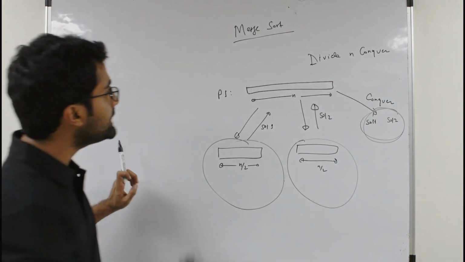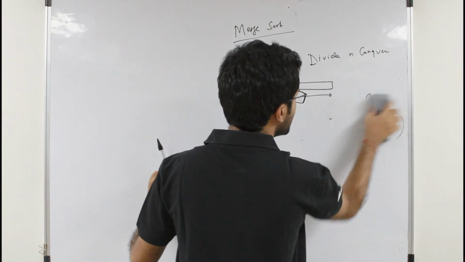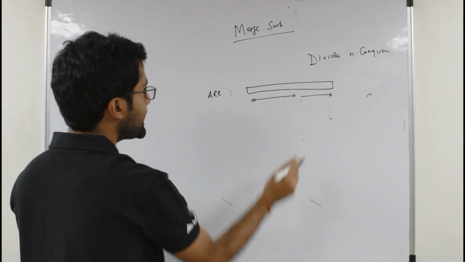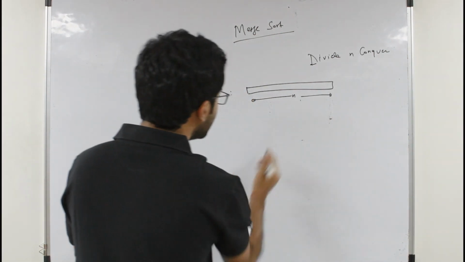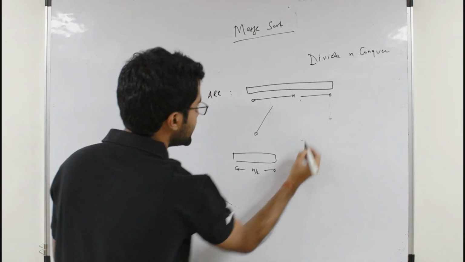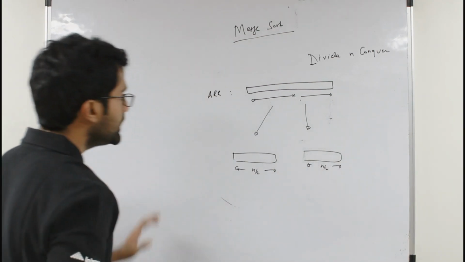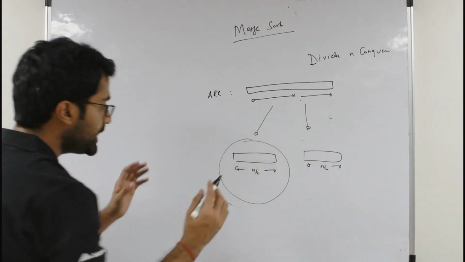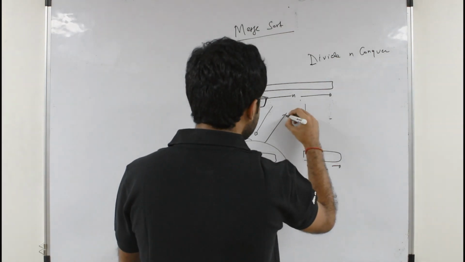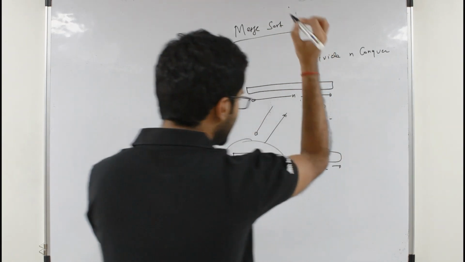Now let's try to correlate this divide and conquer paradigm with merge sort, and how merge sort leverages it. Let's say I have an array of size n. I would break this array of size n into two sub-arrays of size n by 2. Let's say this particular sub-array gets sorted magically, and I receive the sorted version of this. Now this also gets sorted magically, and I receive the sorted version of this.